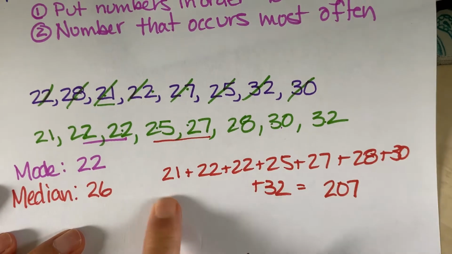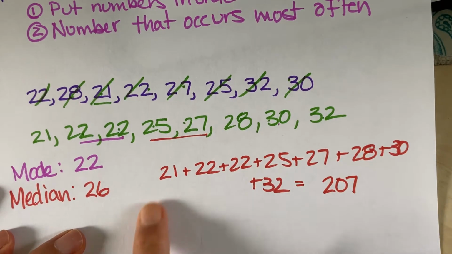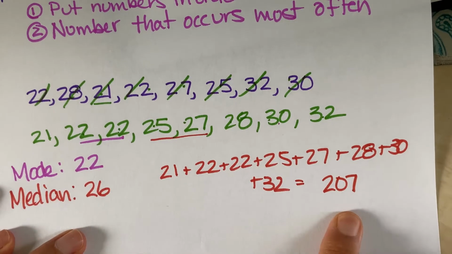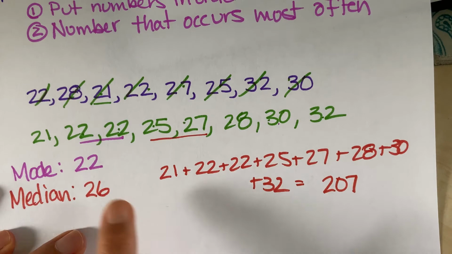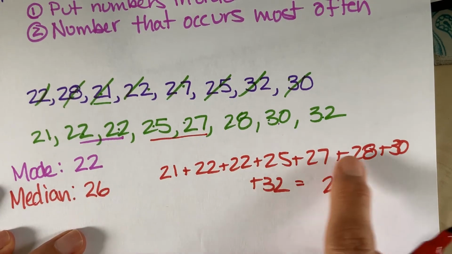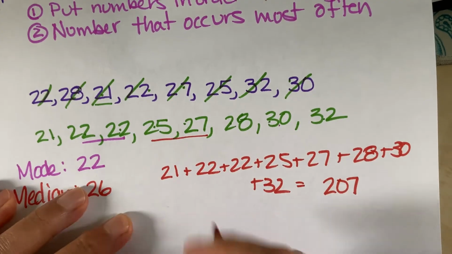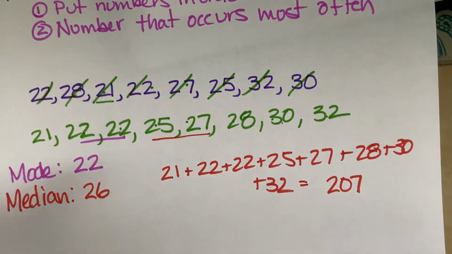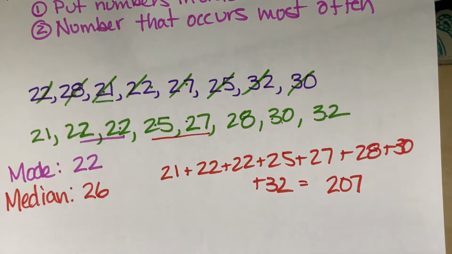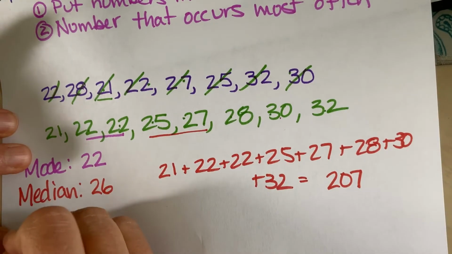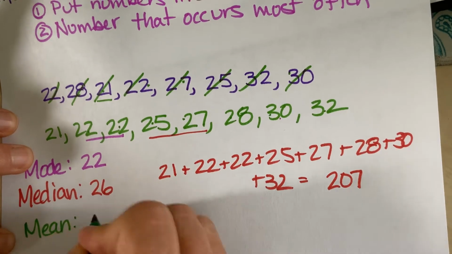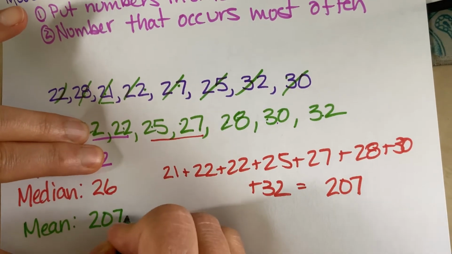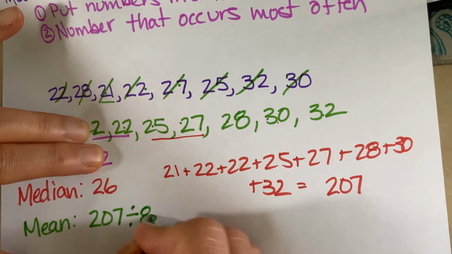My average has to fall between the lowest and highest number. 207 is when I add them up. I said I had 1, 2, 3, 4, 5, 6, 7, 8 numbers. So to find my average, I'm going to do that in green. To find my mean, I would take my 207 divided by 8.